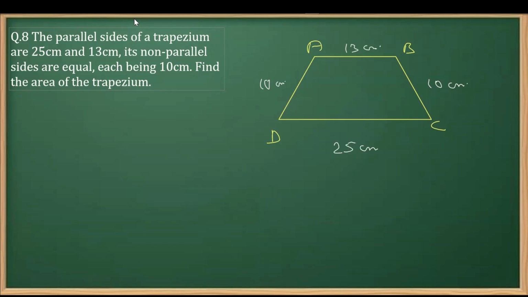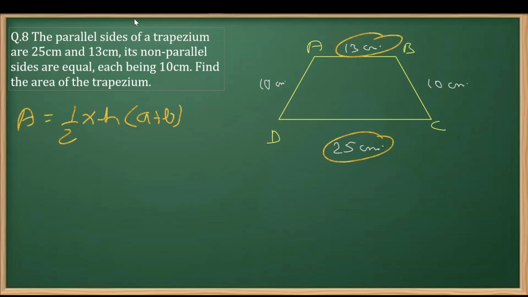What I can see is that the parallel sides are 13 centimeter and 25 centimeter. Now for finding the area of a trapezium, what's the formula? That is half multiplied by altitude, multiplied by the sum of the parallel sides. So we have AB and CD, the parallel sides, which are 13 and 25. So we need to find out the height, and that's what we are going to do.